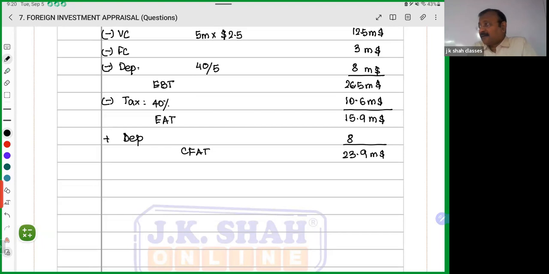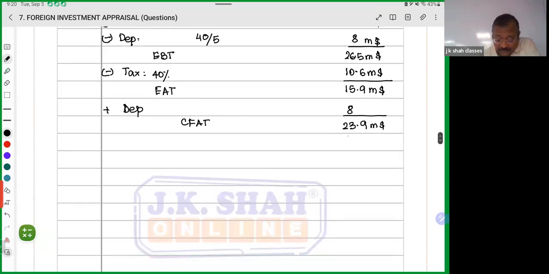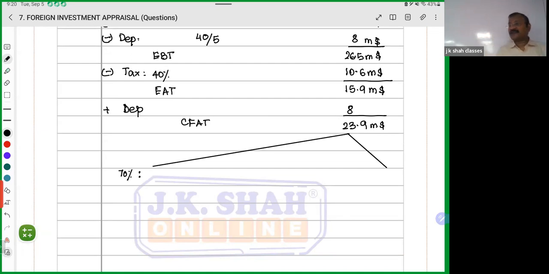But then you can't put this above because you're only bringing in 70% every year. Now, let's split this into 2 parts. One is 70%. How much is that? 70% of 23.9 is 16.73. Okay. Now, this is 30%.